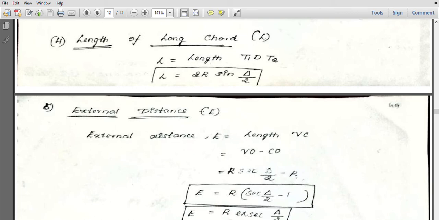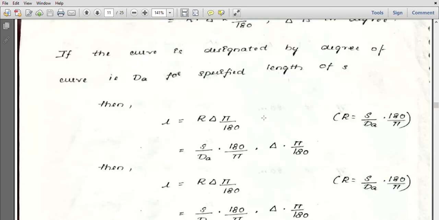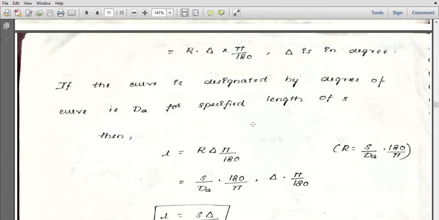Next, the external distance, the fifth element, very important. External distance is also called apex distance. So that is E is equal to, so here external distance means that is the distance from V to C. This is the external distance. So external distance can be calculated. So length of VC can be written as VO minus CO. So we will get this CV.